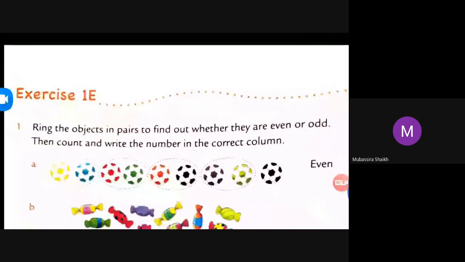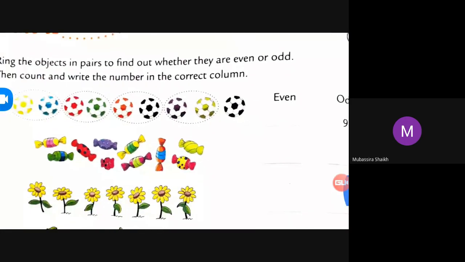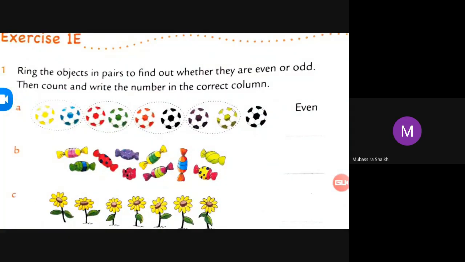First of all, we have to understand what is odd and even number. We have to understand it first. So here, see this. You can see there are balls in number A.